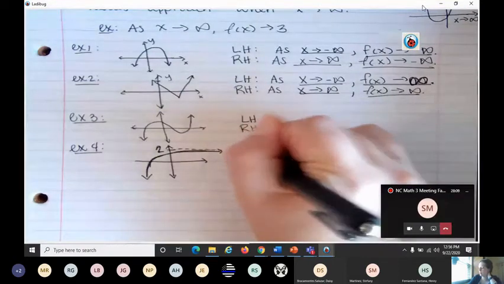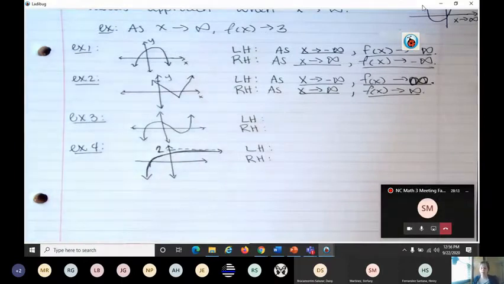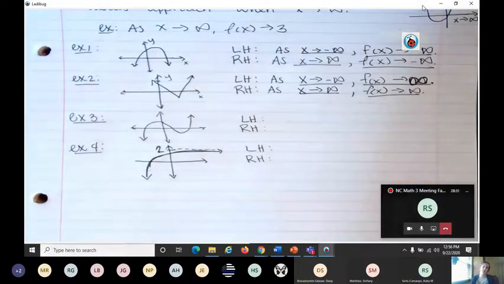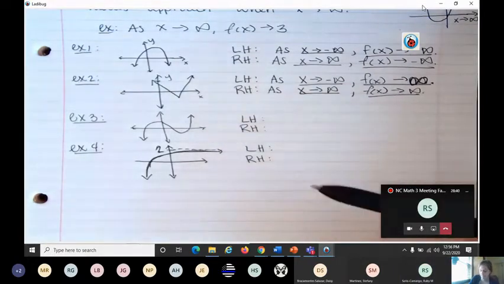Let's start with example 3. Abimael is not here. Ruby. Oops. Ruby, are you here? Yeah. All right. I'll let you pick. Do you want to do example 3 or example 4?